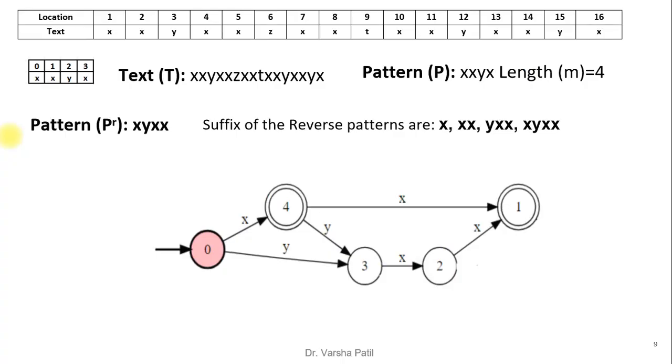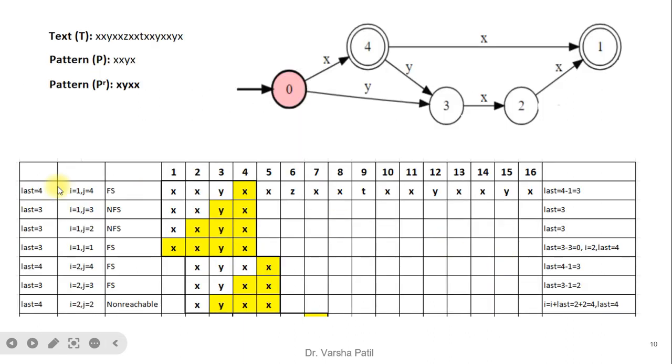Now we will see the next example. This is the text, and the pattern given is XXYX. We take the reverse of the pattern, and the suffixes of the reverse pattern are XXX, YXX, XYXX. Based on all these suffixes, we design the DFA or minimized DFA in such a way that all these suffix patterns go to the final state. So XXX, YXX, XYXX. Now we'll see the algorithm.